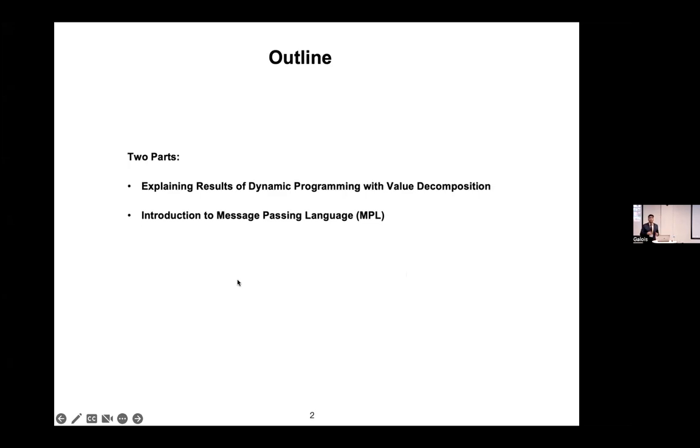So this is going to be a two-part talk. In the first part, I present my research on explainable computing, more specifically explaining results of dynamic programming problems with value decomposition. And this is joint work with my advisor, Dr. Martin Erwig and Dr. Alan Fern. In the second part, I will be talking about the design of a concurrent programming language called MPL.